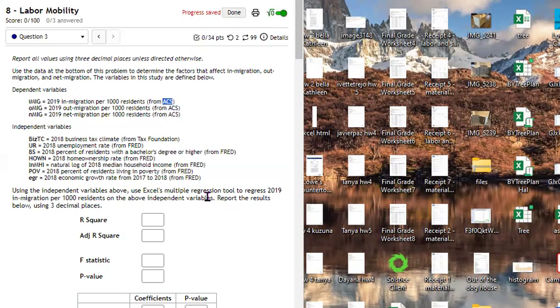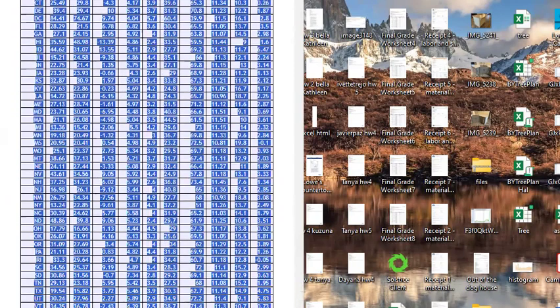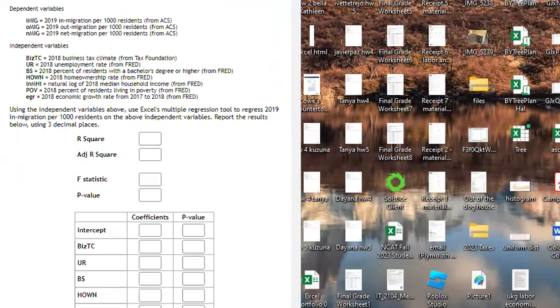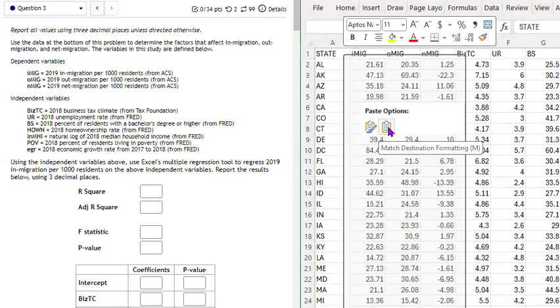The first regression we're going to do is, like I said, in-migration. The data is at the bottom down here. We're going to copy all the data down here. I'm copying all the data and then something outside the table so that I preserve the table formatting. I copy that and paste it to Excel. I'm going to right click and then paste special, match destination formatting.